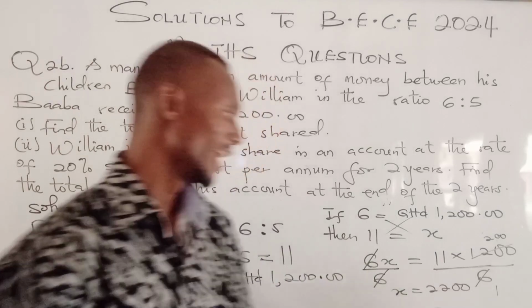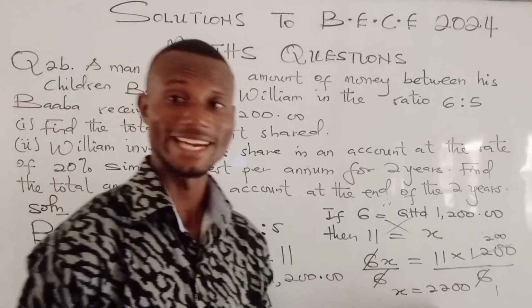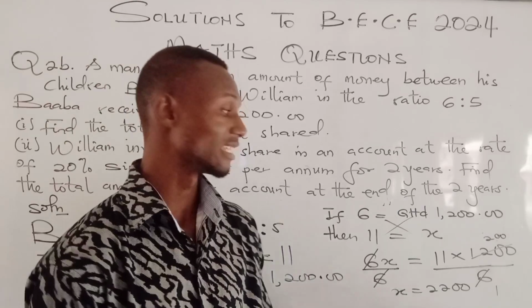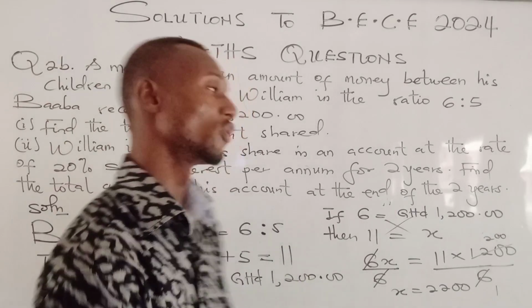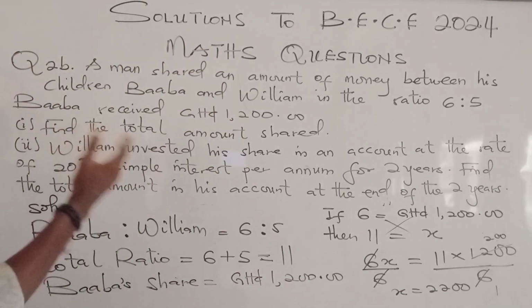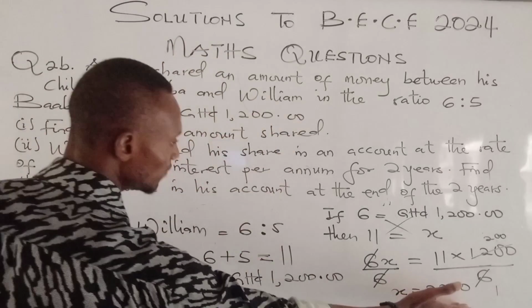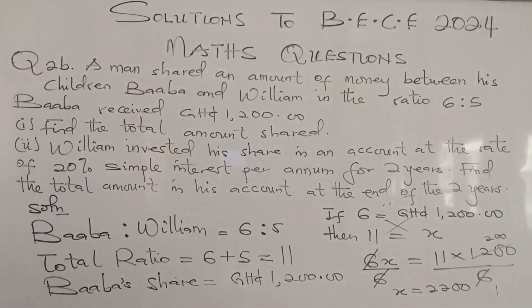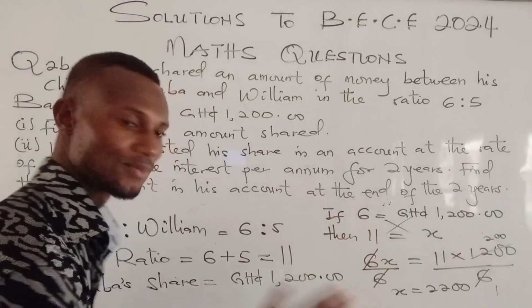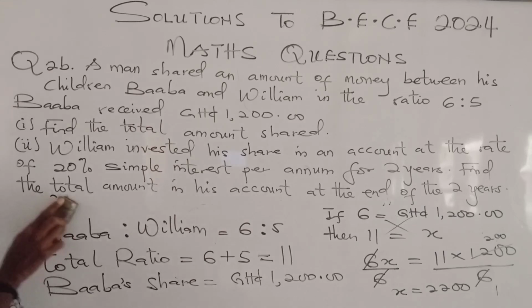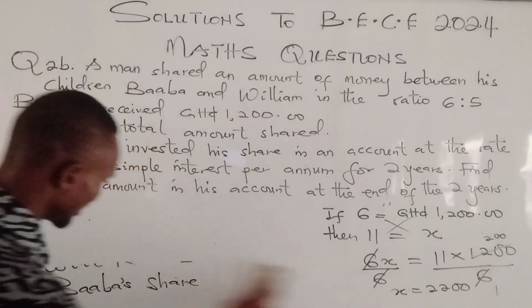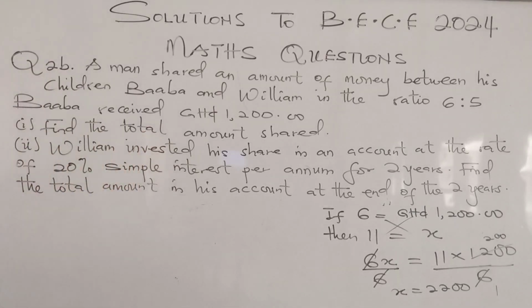So let's write a conclusion for it. Don't leave it like this. You will lose marks for just leaving it like this. You need to write the conclusion. So we are going to conclude that therefore the total amount shared equals 2,200 Ghana cedis, and I hope you understand. Let me clean here so that we can write the conclusion. So let me clean this part of the board for us to continue here, because I need enough space.